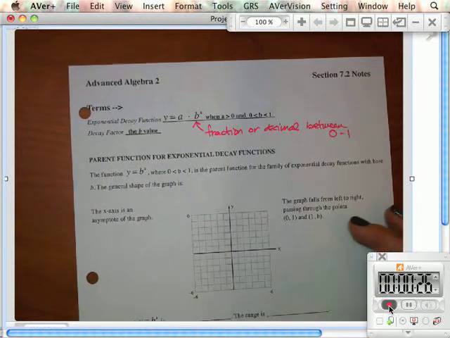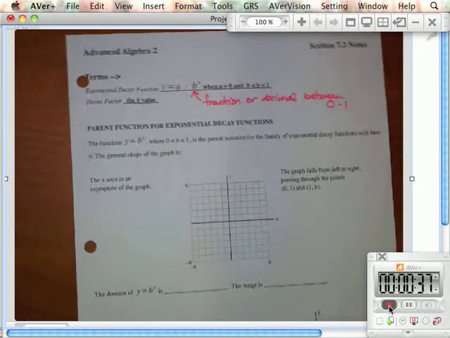Okay, ladies and gentlemen, to have exponential decay means you're multiplying by a fraction or a decimal between 0 and 1. So the parent function is really the same, where b is between 0 and 1.